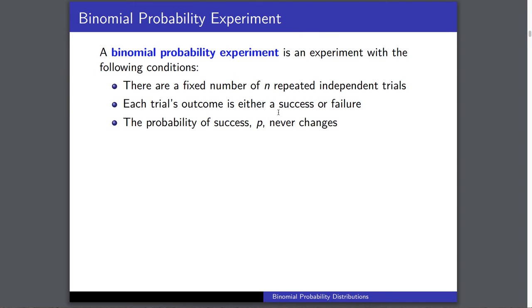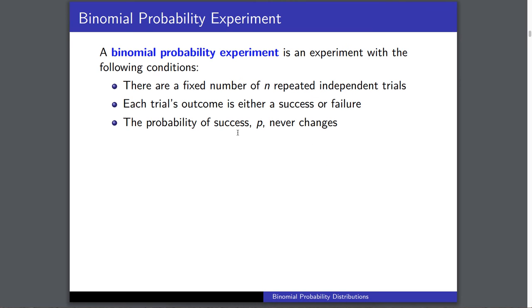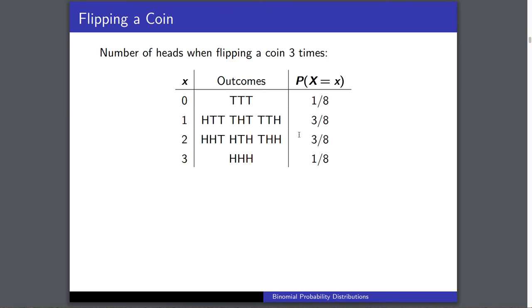Each trial's outcome is either success or failure. So we either got the coin to show up on heads or the coin to show up on tails. So in this case, success means that the coin flip resulted in heads. Failure means that the coin flip resulted in tails. And also the probability of success never changes. The probability of flipping heads each time is always going to be 1/2. So it is a binomial probability experiment.